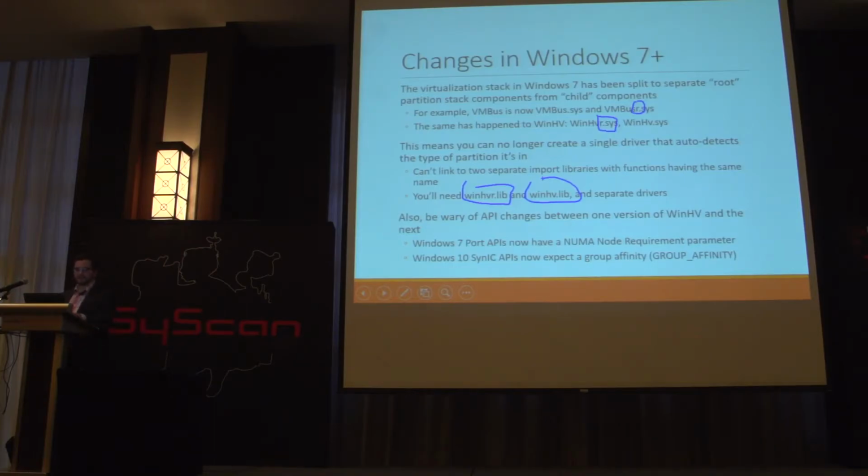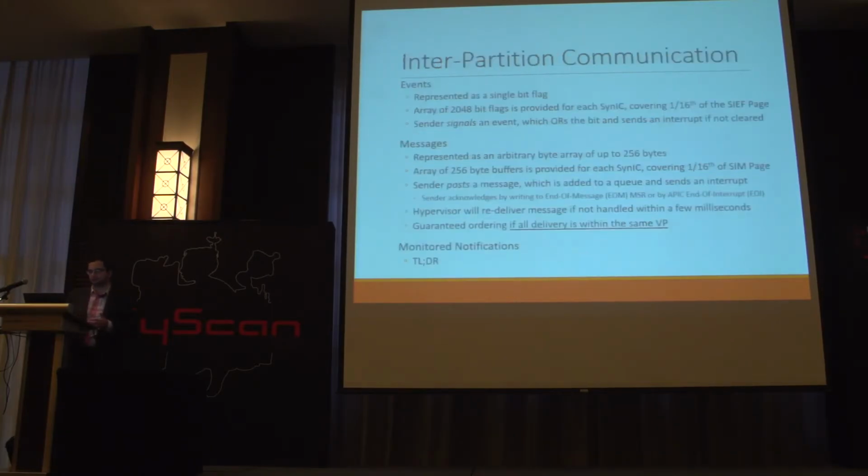On top of that, there are little changes that have happened over time in the WinHV interface. So for example, if you take the Windows Vista definitions that are public, well, in Windows 7, the port APIs added a NUMA node requirement parameter. So there are people online complaining that they're trying to call the API and it crashes, and that's because of a new parameter. Or when I did this on Windows 10, the synthetic interrupt controller APIs now expect a group affinity instead of just an affinity. And so that structure is different, so it'll also crash. No one's really maintaining those deprecated header files anymore, so you do have to open things up in IDA. But you have symbols, so it's not terribly hard to do that.